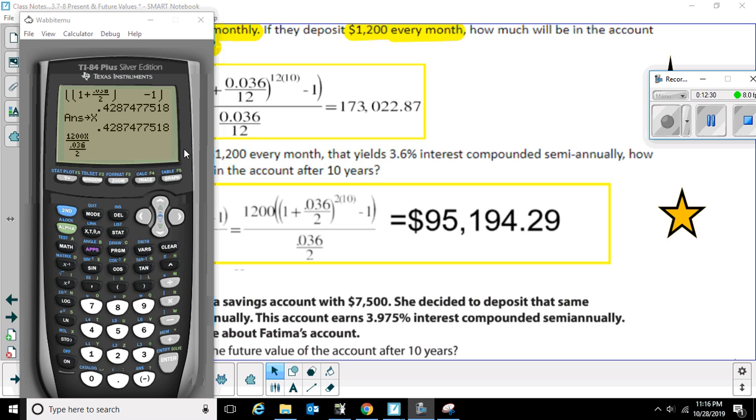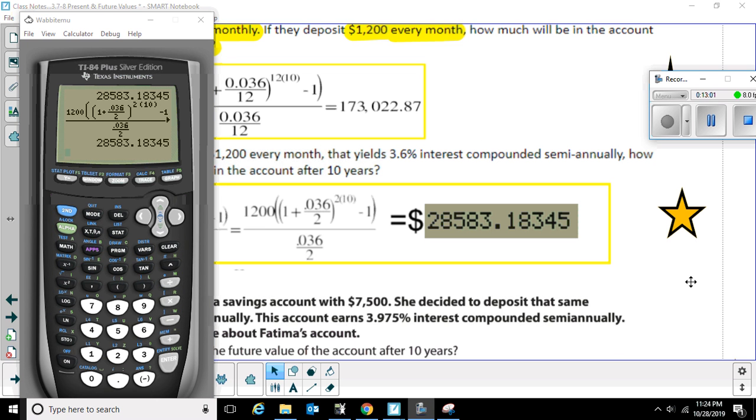Now that the value is stored under X, I'm going to take the 1200, multiply it by that X, and divide it by that 0.036 over 2. I already have it in the calculator. Let me hit return. Okay, wonderful. Let's see here. I love it when I see something that looks different from what I expected. Let me troubleshoot this for a second.